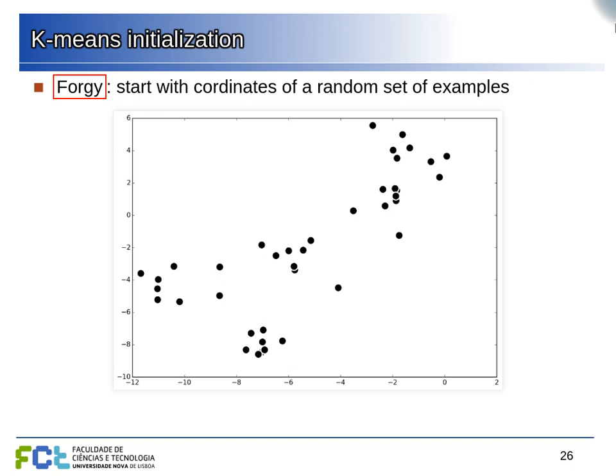One way is to start with the coordinates of a random set of examples. So we place our centroids at a random set of coordinates taken from our data. This is important because it's useful that our centroids start more or less distributed along with the data and not somewhere very far away from the points. So this would be the Forgy method for starting. We start with these points, and then we assign the clusters.